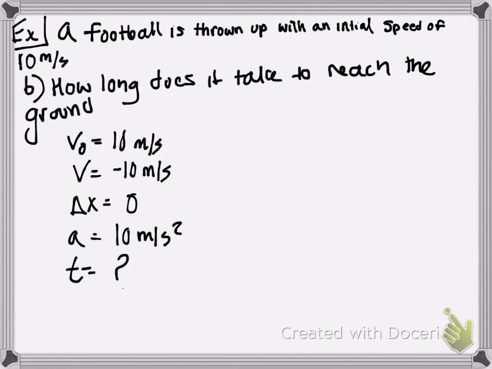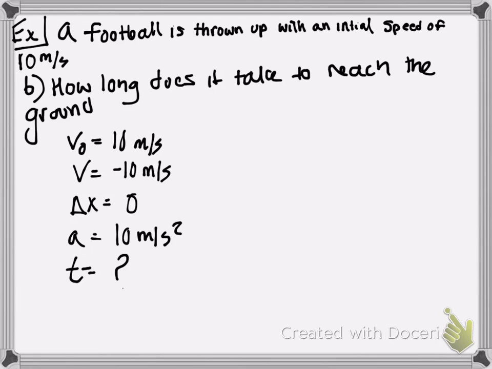Alright, part B. How long does it take to reach the ground? Since I know that v naught is 10, I know that v will equal negative 10, because no matter how high off the ground the ball is, it would have the same velocity but just in different negative or positive forms. Because it doesn't matter where the ball is placed, above or below the ground.